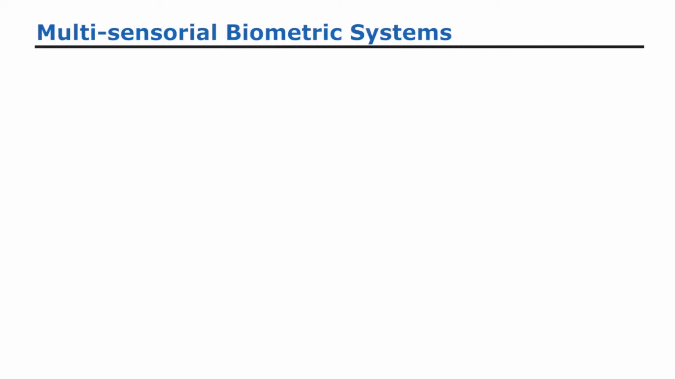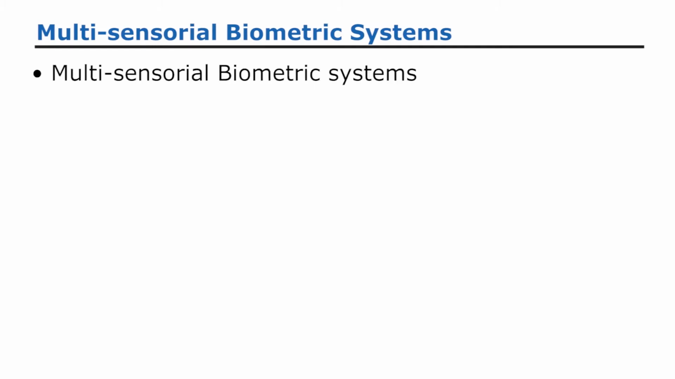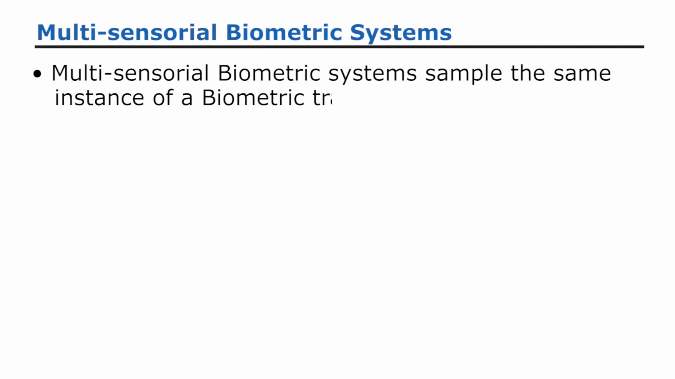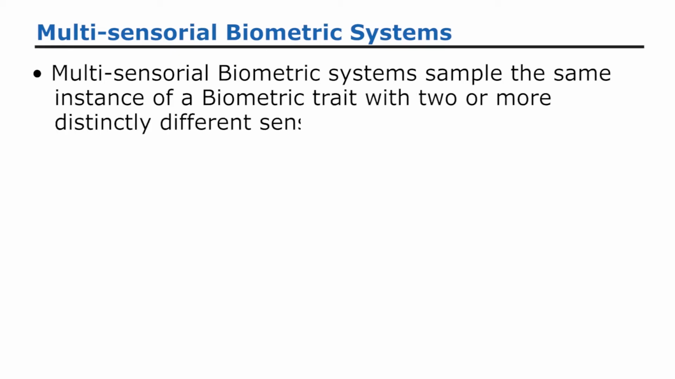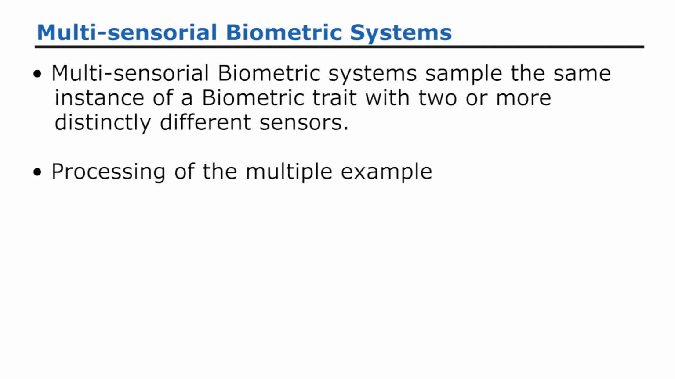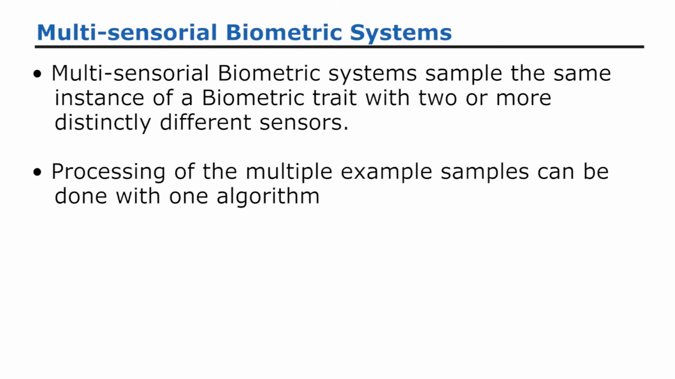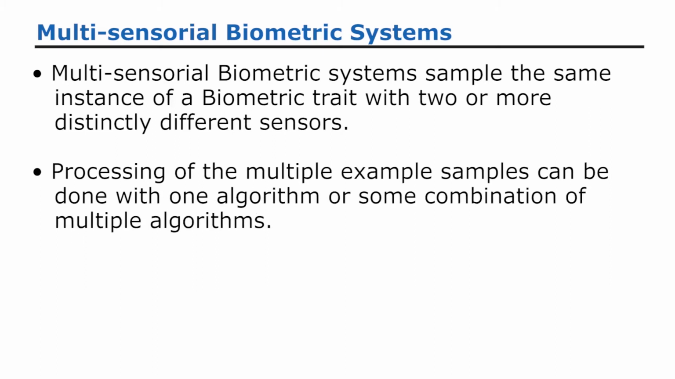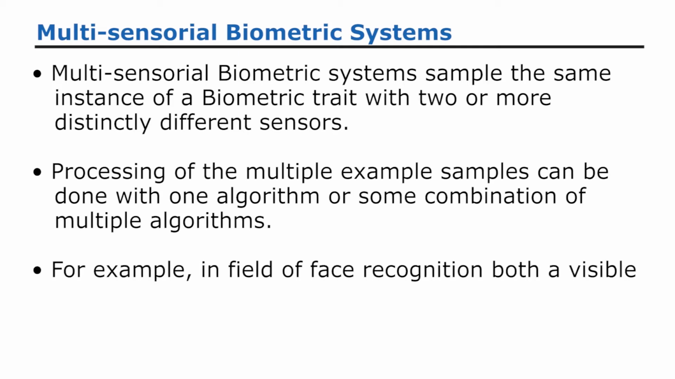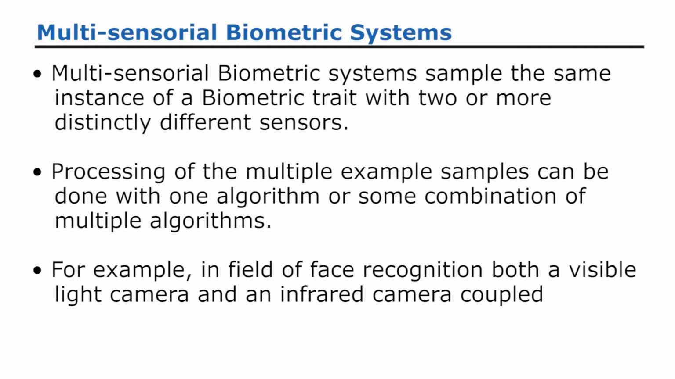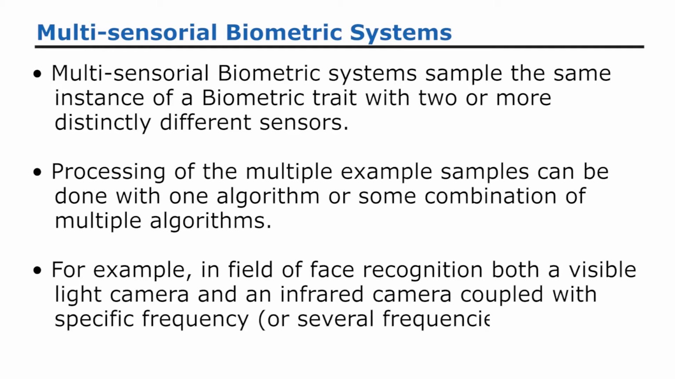The fourth type is the multi-sensorial biometric systems. Multi-sensorial biometric systems sample the same instance of the biometric trait with 2 or more distinctly different sensors. Processing of the multiple samples can be done with one algorithm or some combination of multiple algorithms. For example, in the field of face recognition, both a visible light camera and an infrared camera coupled with specific frequency or several frequencies of infrared illumination.